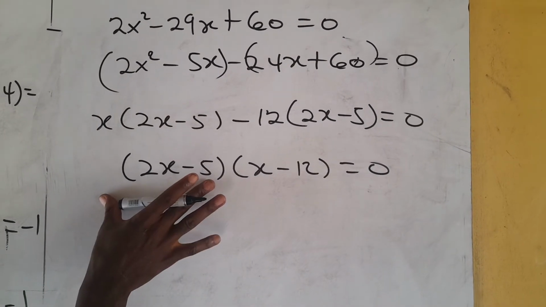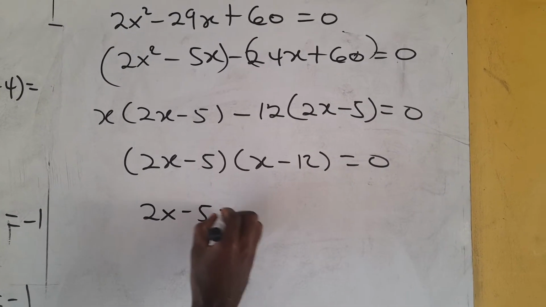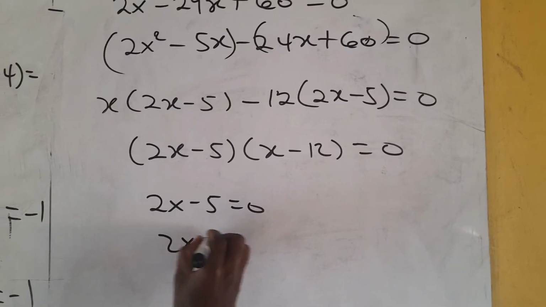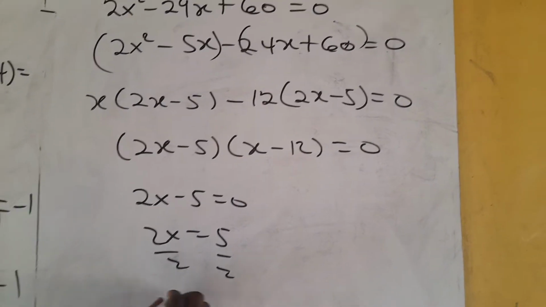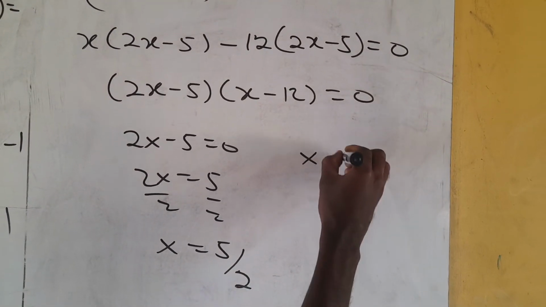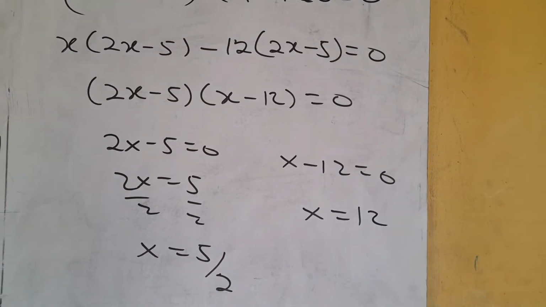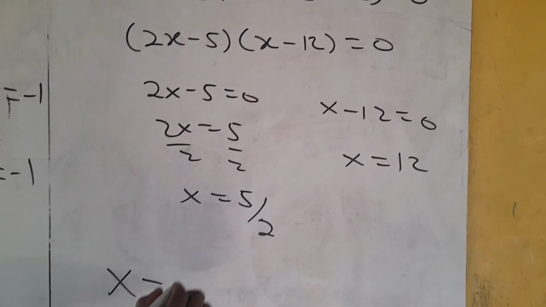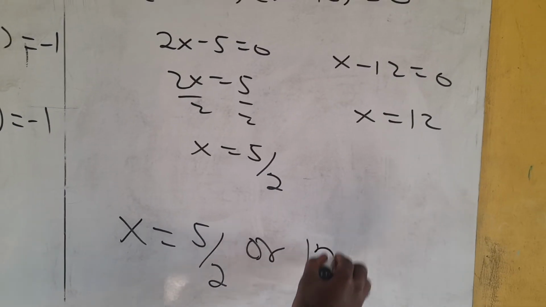So we take each of these and equate it to 0. When 2x minus 5 is equal to 0, 2x will be equal to 5. Then we divide both sides by 2. x will be equal to 5 over 2. Then x minus 12 is equal to 0, so x will be 12. Then we can say x is equal to 5 over 2 or 12.